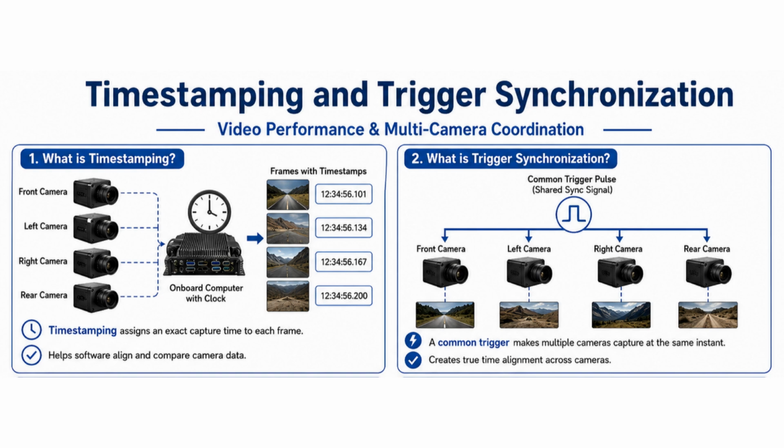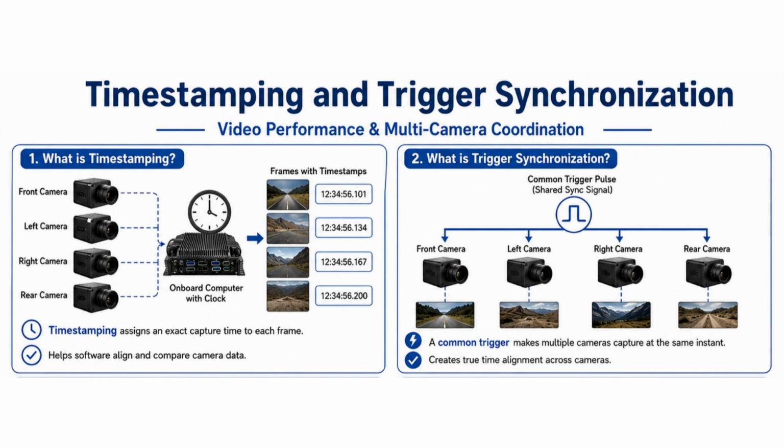Let us understand timestamping and trigger synchronization in a multi-camera vehicle system. Timestamping assigns an exact capture time to every video frame. This allows the onboard computer to identify when each image was taken and align frames from different cameras during processing. Trigger synchronization works differently. A common electrical trigger signal is sent to all cameras, causing them to capture an image at nearly the same instant.